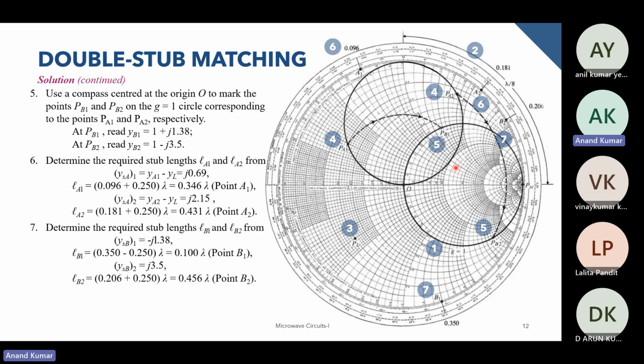And when you solve a few questions, you get the idea of what is actually going on. I have tried to give you the idea in brief: adding one stub at the load to modify the load impedance so that we can modify the d naught distance between the two stubs. That is the idea.